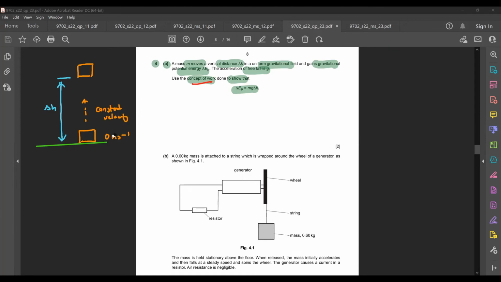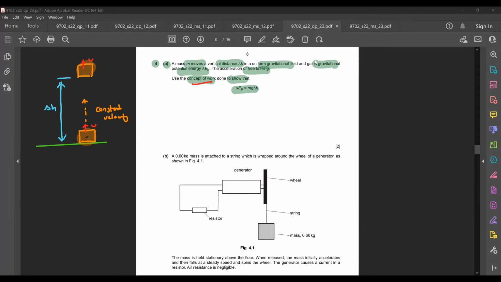Okay, now this one I don't think I should write it with 0 meter per second because it doesn't make sense if I say constant velocity. So let's just say you have an object on the ground here, you move it up with constant velocity. You gave it an initial speed in the first place, let's just say that. Okay, you move it up with a certain velocity rather than from rest, but you make sure that you move it up with constant velocity. Okay, so you move it up a distance of delta H.